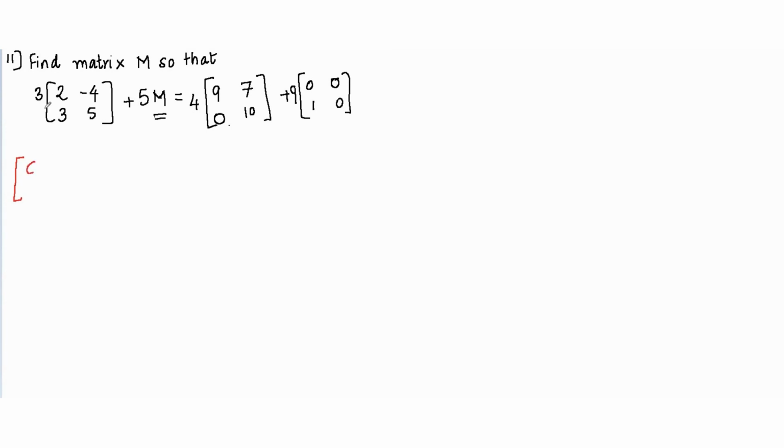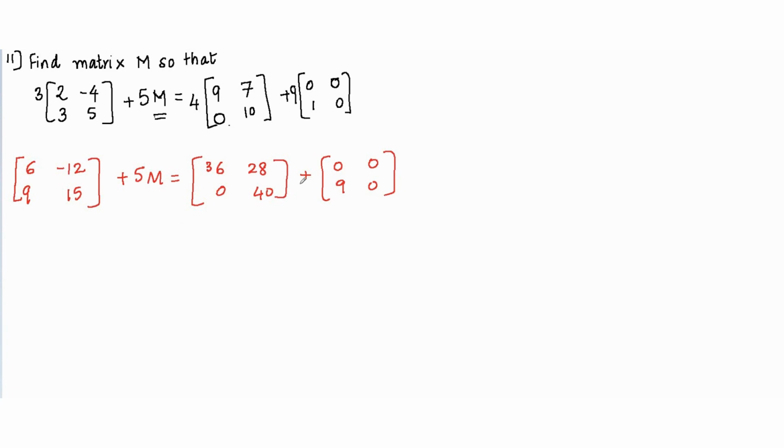3 times 2 is 6 and 3 times 3 is 9. 3 times negative 4 is negative 12 and 3 times 5 is 15. Plus 5m is equal to 4 times 9 is 36, 28, 0 and 40. That is when I multiply 4 with all elements. Plus [0, 0; 9, 0]. Now I can add the matrices on the right hand side, and I can shift this matrix for subtraction.